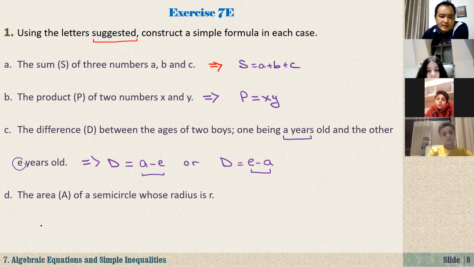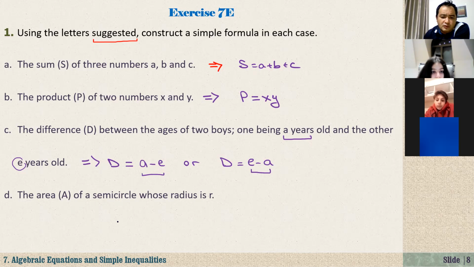Selin, the next question: the area A of a semicircle whose radius is R.